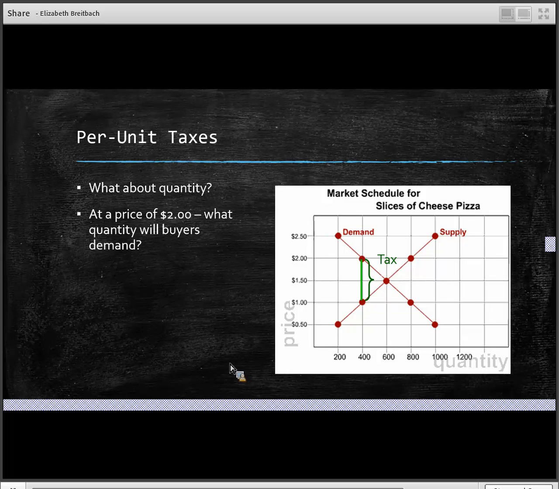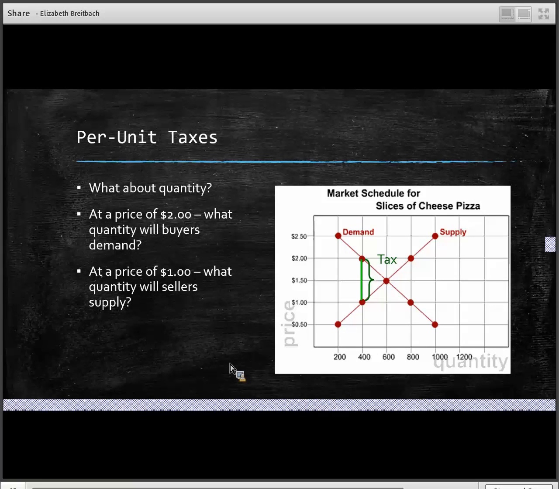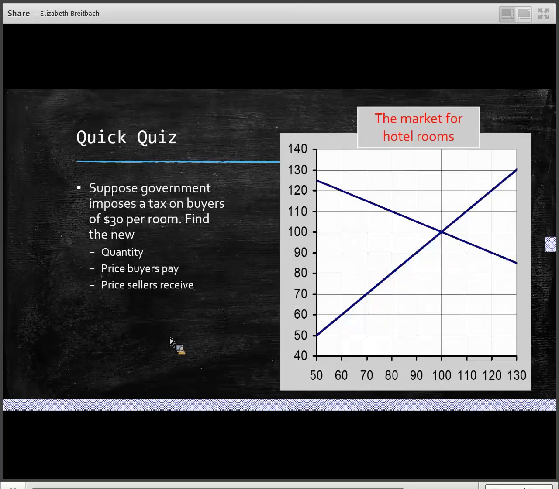All right, so let's work through an example, and I want you to pause now and determine if the government imposes a tax of $30, what's going to happen to quantity, the price buyers pay, and the price sellers receive. All right, so pause now, go through, and see if we come up with the same answers. So hopefully you paused for a little bit and started to think about what this looks like in terms of our market. So we can look at first our equilibrium.